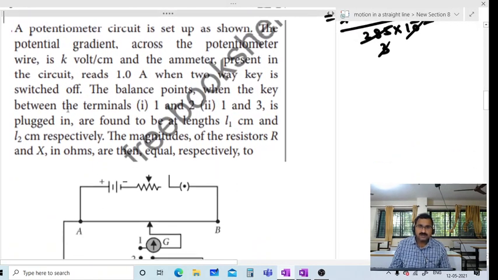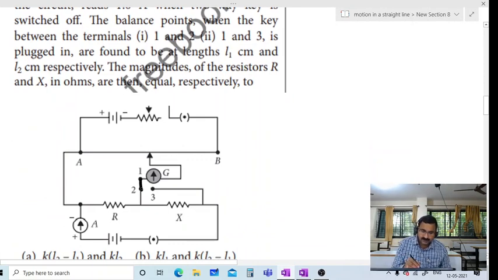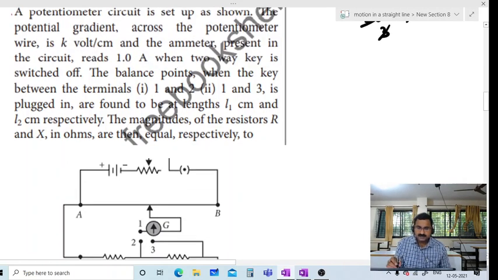So in the first case what they mentioned, 1 and 2 will be closed here, and there is no X in that one. But in the second case what they mentioned there, 1 and 3 they closed there. 1 and 3 closed means what will happen? X is also there in the circuit. That is the meaning of that. So now the first case, see that one.